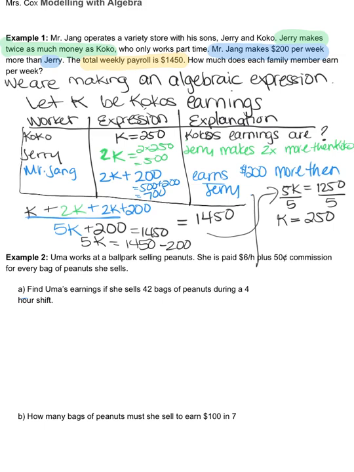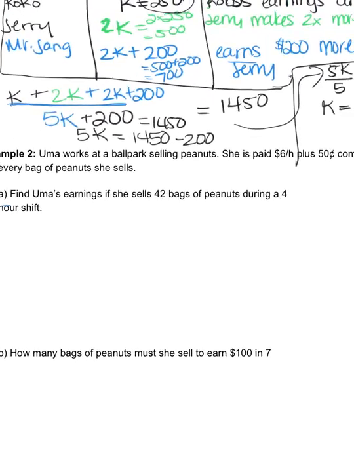So now we've figured out what everybody makes here. Okay, so again, Coco's going to make 250. Jerry's making 500. And Mr. Jang's making 700 here. So let's go into the next example, and you can decide whether or not you want to keep making this table or you don't want to.